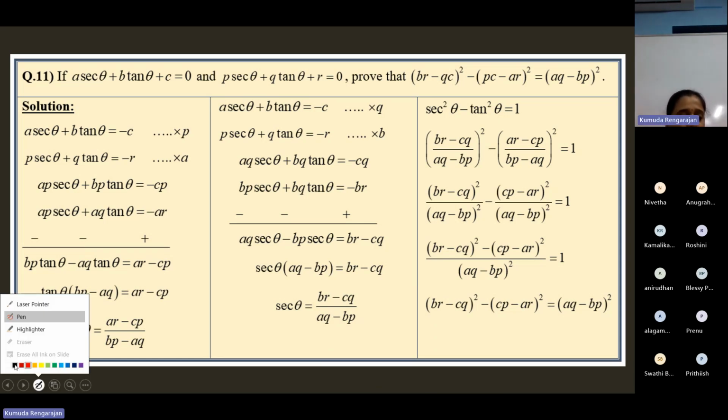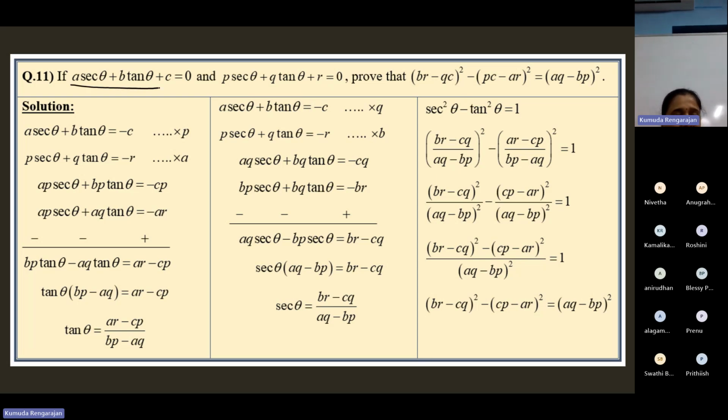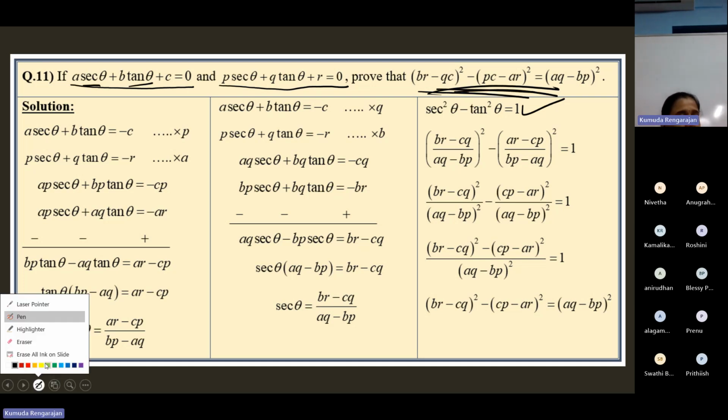Okay. So in this one, we have two equations. A secant theta plus B tan theta plus C is 0. P secant theta plus Q tan theta plus R is 0. Whenever we have two equations, we can solve them. So write the equations one below the other and solve to find the values for secant theta and tan theta. Then you know this identity, secant square theta minus tan square theta is 1. So substitute and you will be able to prove this result. That's the idea. That's all, finished.